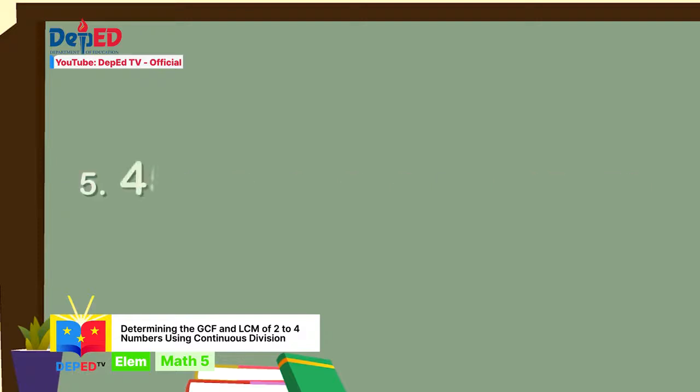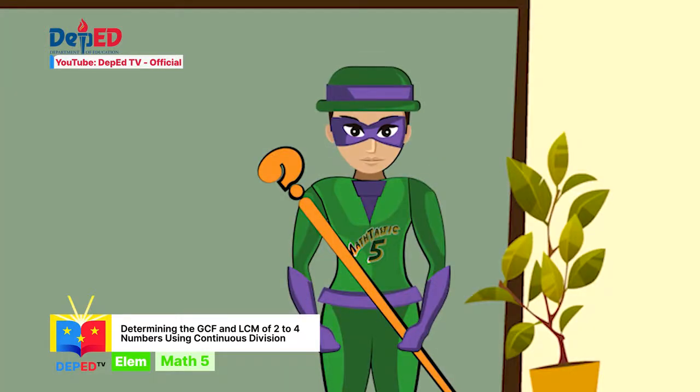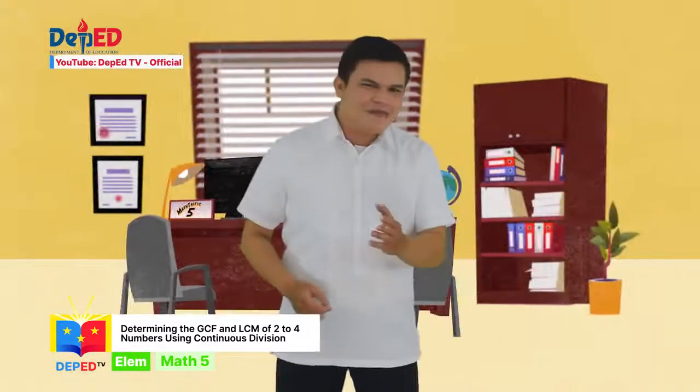Number 5, 45. The factors are 1, 3, 5, blank, 15, 45. The missing factor is 9. Wow! Impressive, math heroes! You did amazing! The next time we meet, the drills will definitely be harder. Be ready! Up, up, and away! I'm proud of you, math heroes!